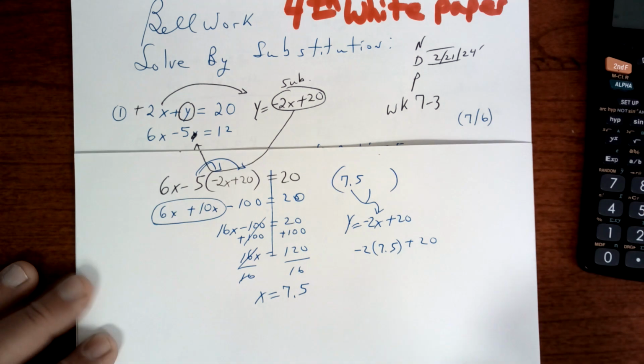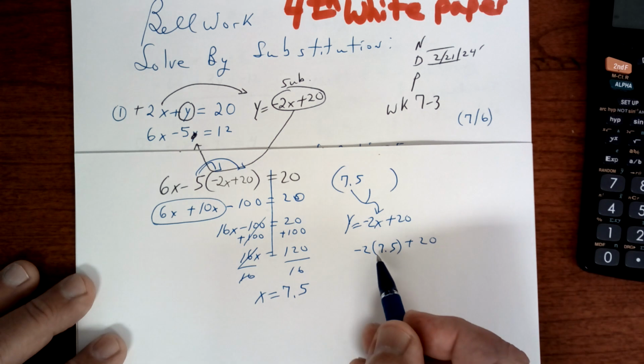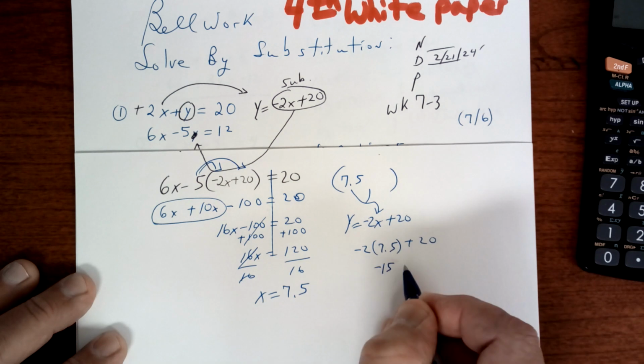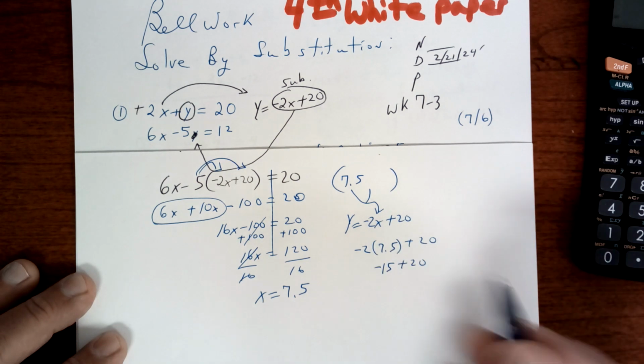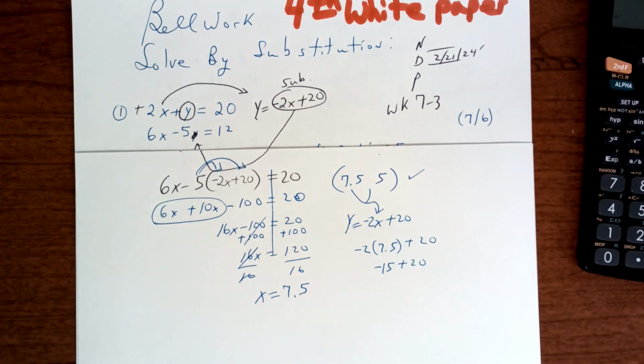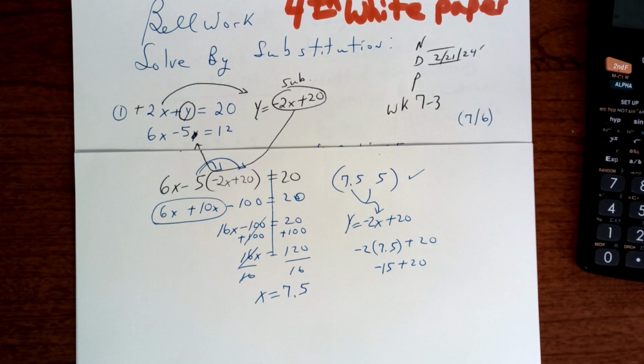So now you're going to do 2 times 7.5. 2 times 7 is 14, so I guess that's going to be a negative 15. Try it on your calculator. Plus 20. So 20 minus 15 is going to give me 5, and that's going to be my answer right there. Okay? All right, well, let's go on.